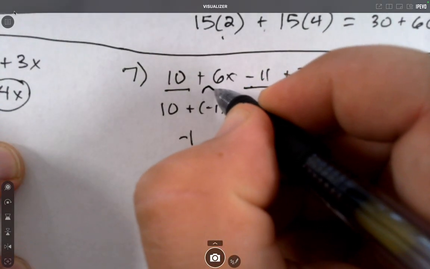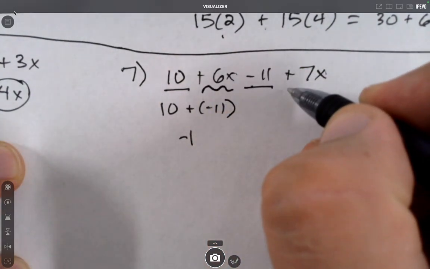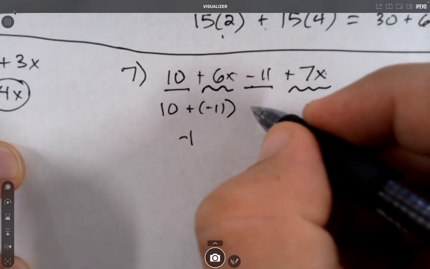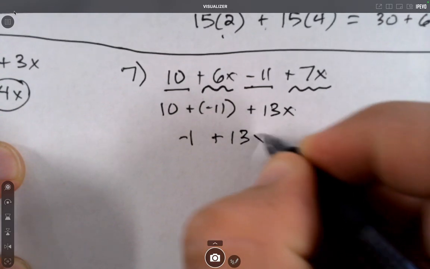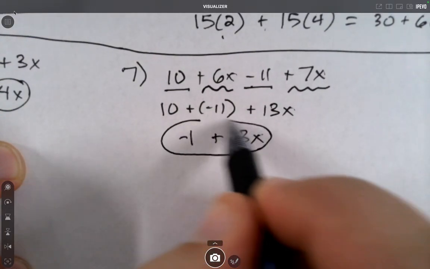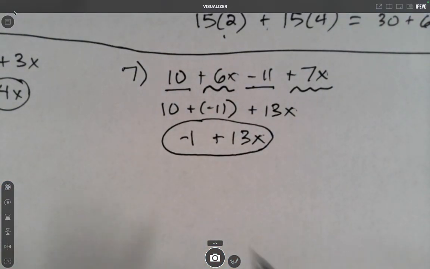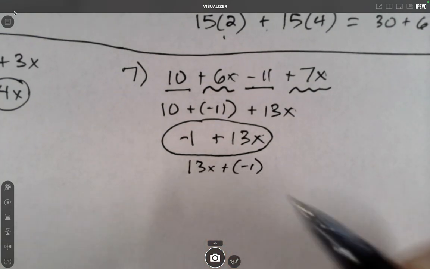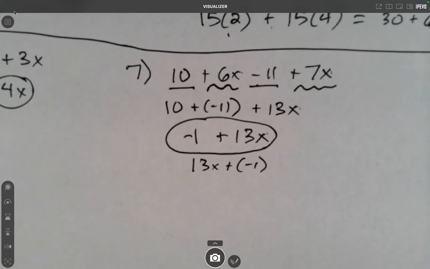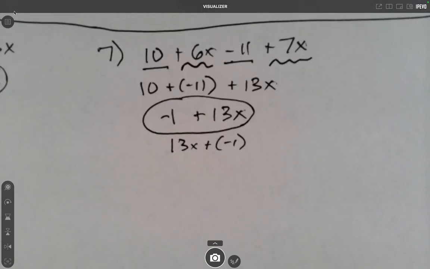Then these two are also like terms. It's a positive 6x plus 7x. So 6 plus 7 is 13x. So our final answer is negative 1 plus 13x. Now it would also be fine if you had 13x plus negative 1, or even minus 1. So the order you write the terms in doesn't matter, as long as you have the correct signs.